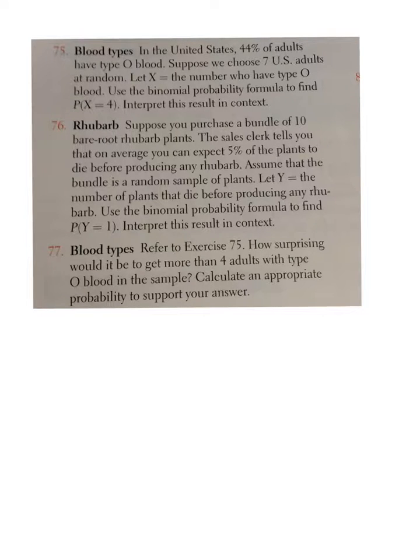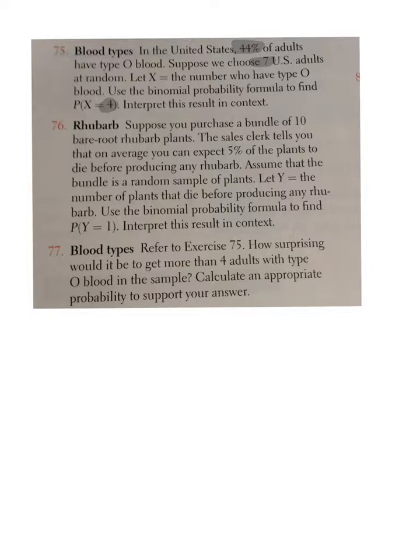Number 75. So on this one, there are 7 adults being chosen, and we want to know the probability that 4 of them have type O blood. There's a 44% chance. So I'm going to write that one up.